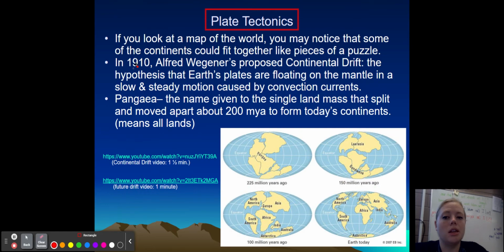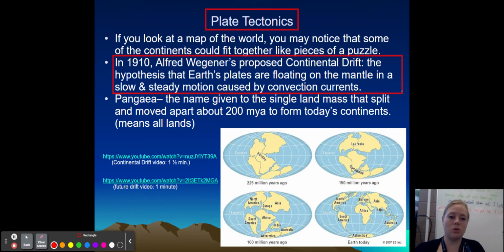In 1910, Alfred Wegener, I know it's a W, but it makes a V sound, proposed continental drift. This is the hypothesis that Earth's plates are floating on the mantle in a slow and steady motion caused by these convection currents. Pangea is the name given to the single landmass that split and moved apart 200 million years ago to form today's continents.